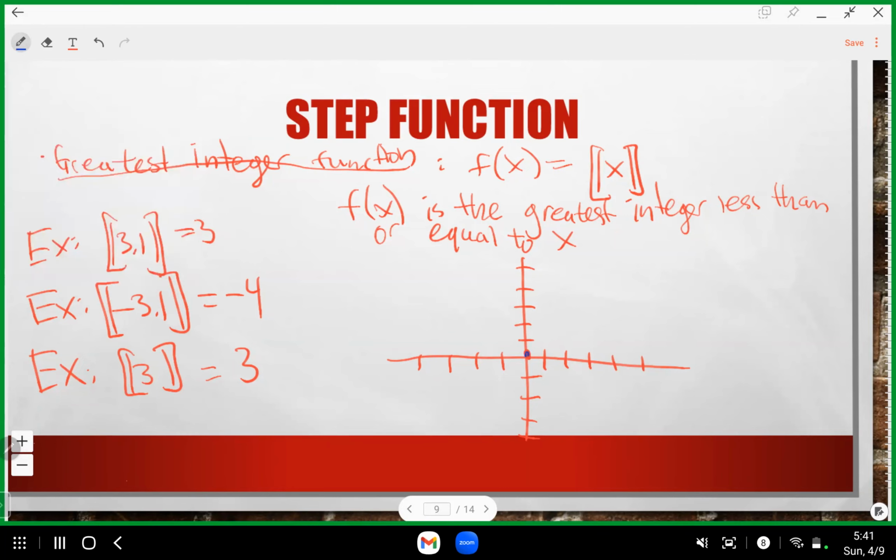But when you get to 1, that's a different story. There's an open circle there because it's not going to be equal to 0 anymore. It's going to be equal to 1. The greatest integer function of 1 will be equal to 1. The greatest integer of 1.9 is still going to be 1, and so on. 1.99 is still going to be 1. But the moment you cross the 2 threshold, it's going to jump up.